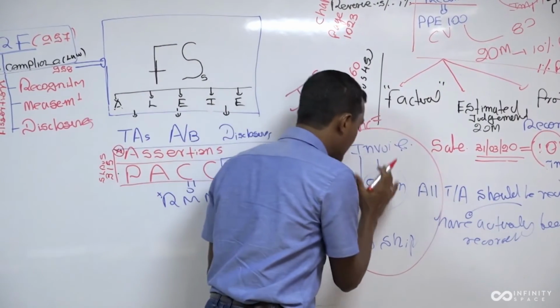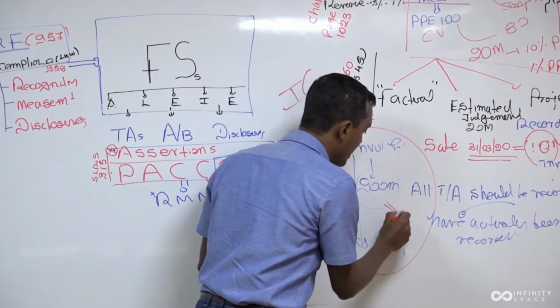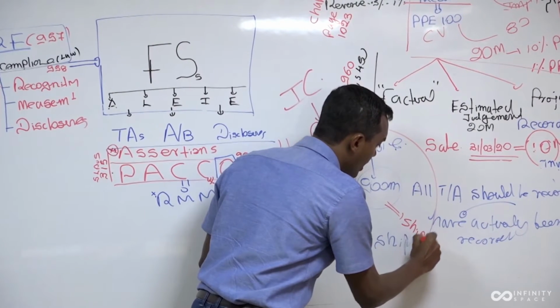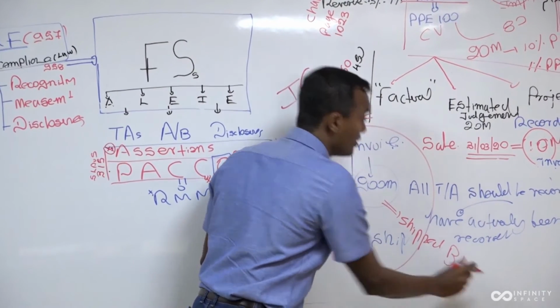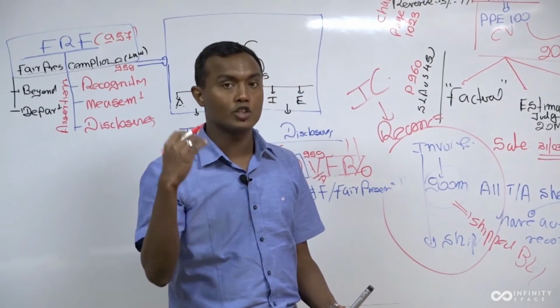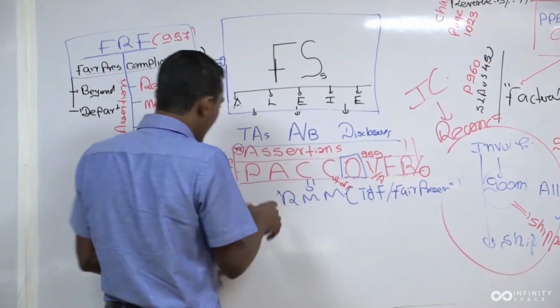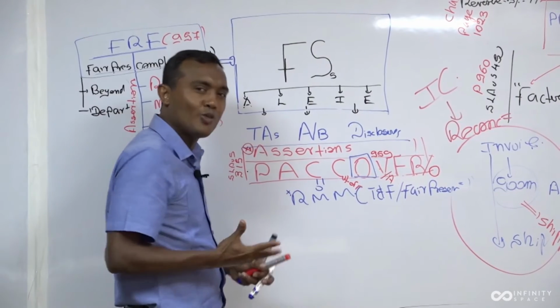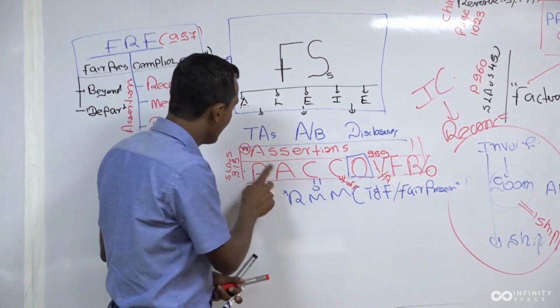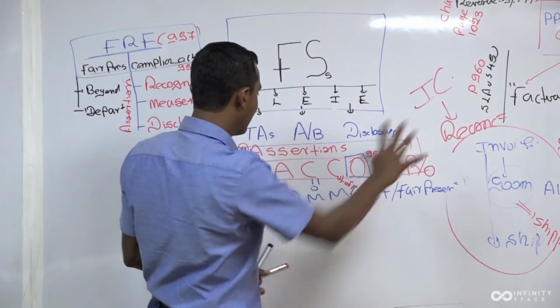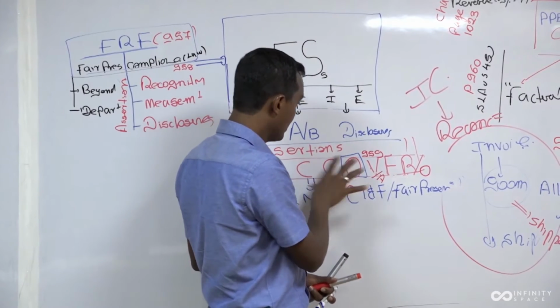We don't know whether this 900 million represents the goods that have actually been shipped based on the BL date. So that is a tough assertion. All transactions that should be recorded have actually been recorded. So with that, I have covered completeness. Accuracy is very easy. Accuracy means arithmetical accuracy. Presentation is understood. Classification is very easy.